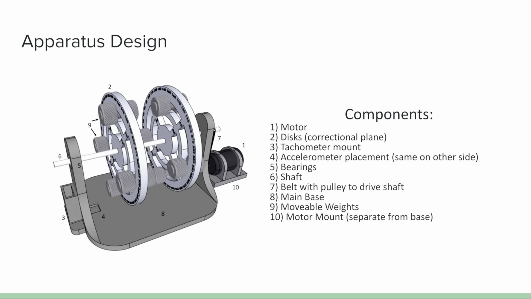The figure shows a CAD model of our dynamic balancer design. The main components are the motor, correctional plane, tachometer, accelerometers, bearings, shaft, belt pulley system, main base, movable weights, and the motor mount.